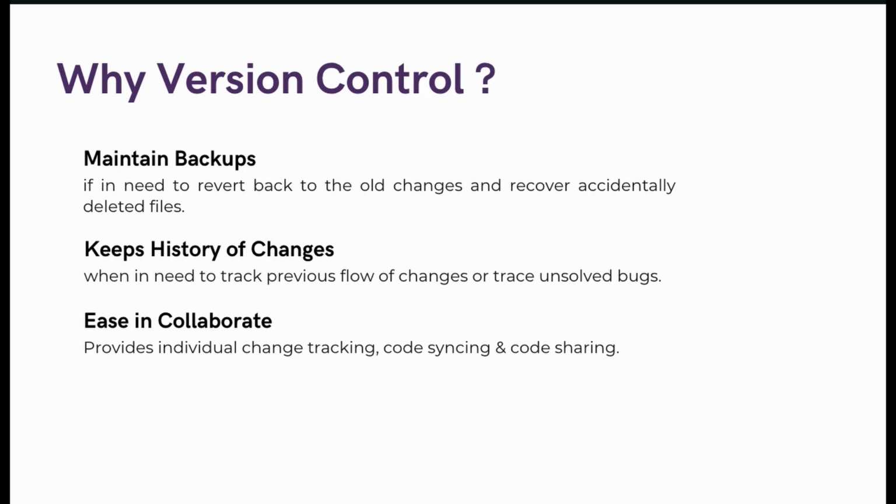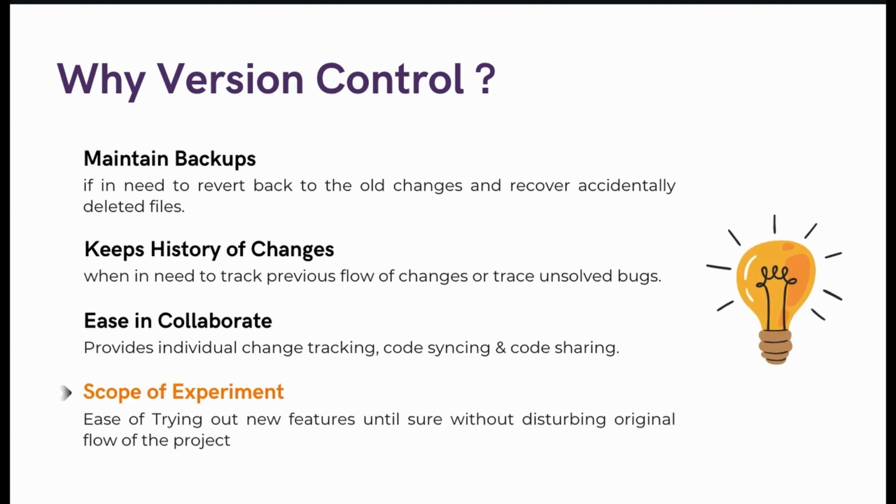Now you may wish to try out a new feature in your project, but at the same time you don't want the current flow of the project to be disturbed. No issues. As with version control, you can separate out a code from your current project, work upon it until you are sure to combine it with the main project or dispose it right away in case you are not, without ever touching the main project.